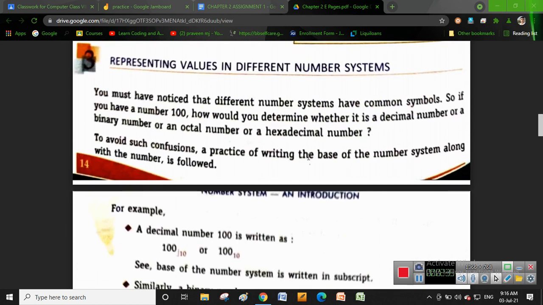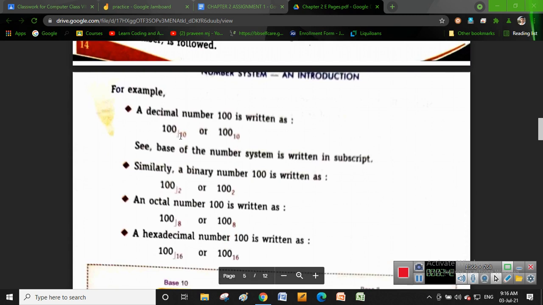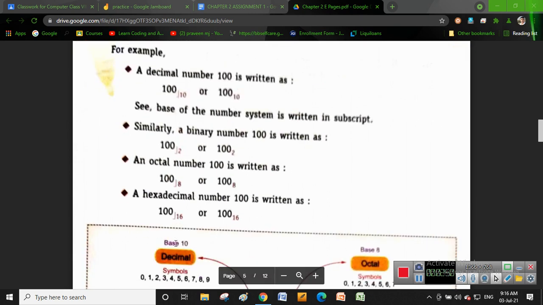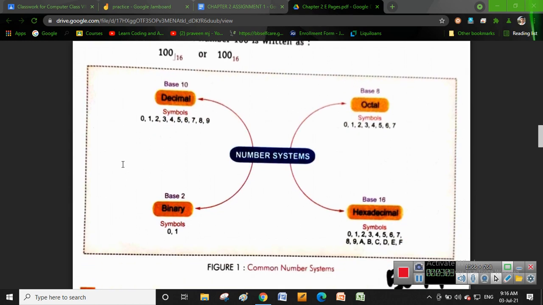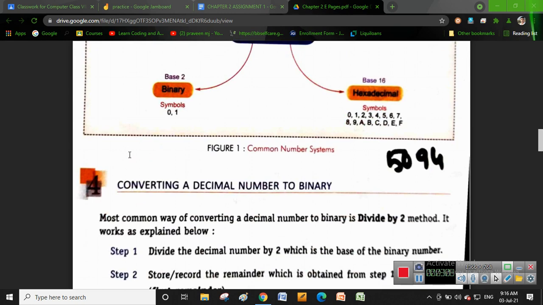So how to represent the values: if it is base 10 it means decimal, if it is base 2 it means binary, if it is base 8 it is octal. Based on the base or radix only we can identify which particular number system a number belongs to. Base is simply the number of unique symbols which that particular number system contains. That's about the number system which we discussed in the previous class.